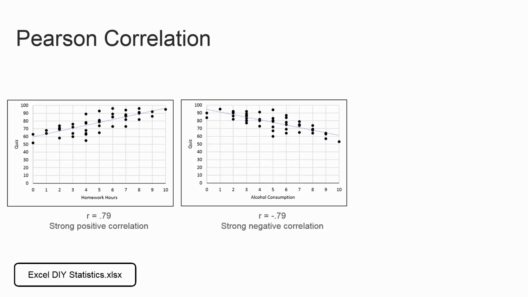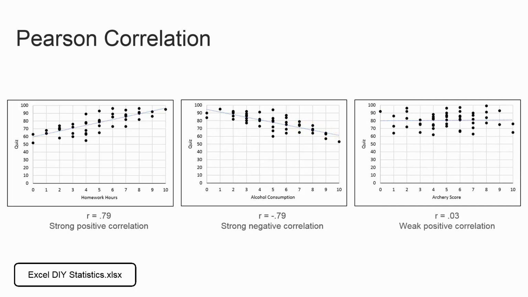In this second example, we see an R of -0.79. Since it's close to -1, this too is considered a strong correlation, specifically a strong negative correlation. This negative correlation can be seen in the downward slope of the regression line. When the correlation is negative, we see that the two variables generally move in opposite directions. Here we see that lower alcohol consumption is paired with higher quiz scores, and higher alcohol consumption is paired with lower quiz scores.